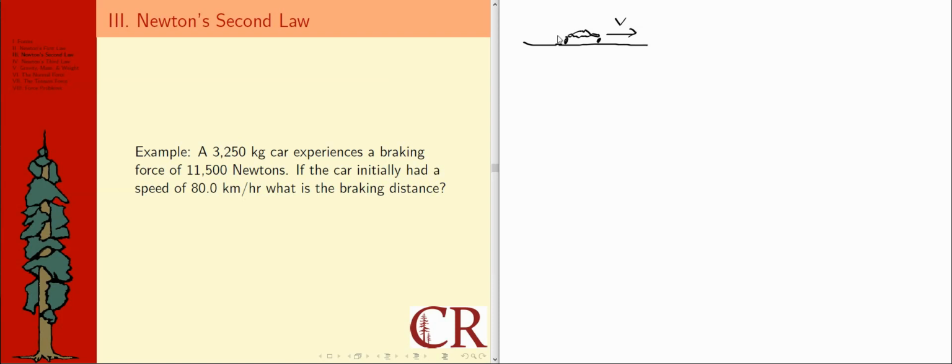If it's braking, it means it has an acceleration in the opposite direction. So I'm going to put that in my picture as well and say, okay, this is its acceleration vector in the opposite direction, representing the fact that it is in fact braking.